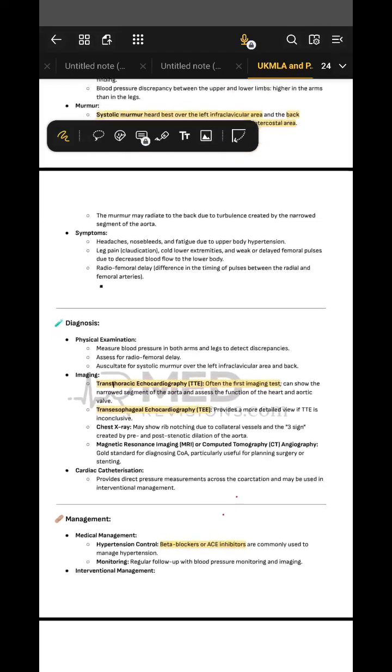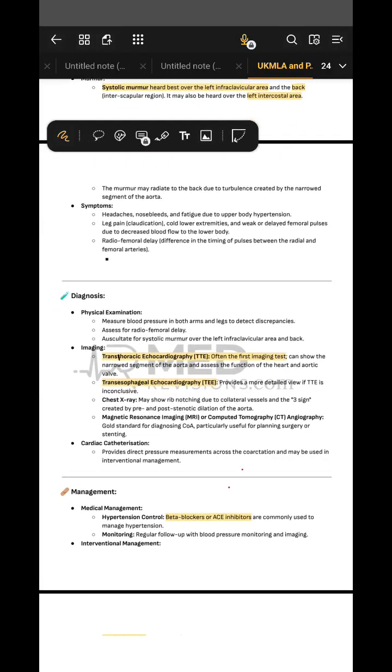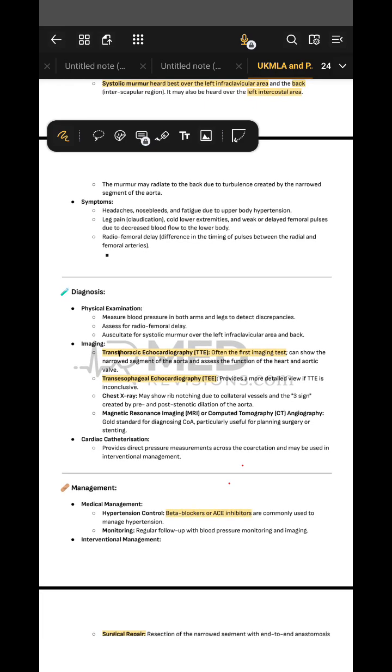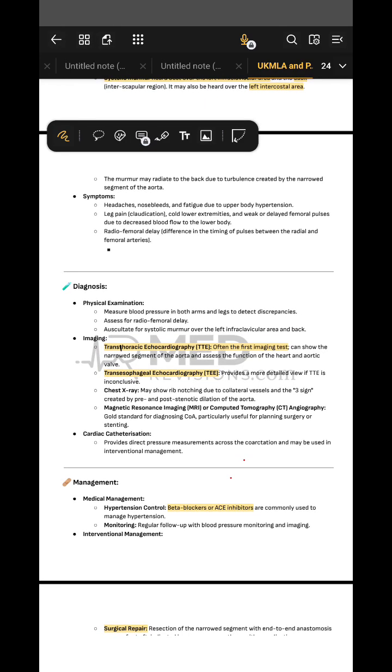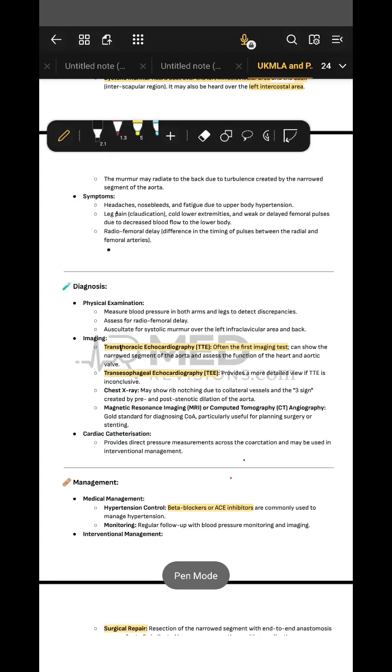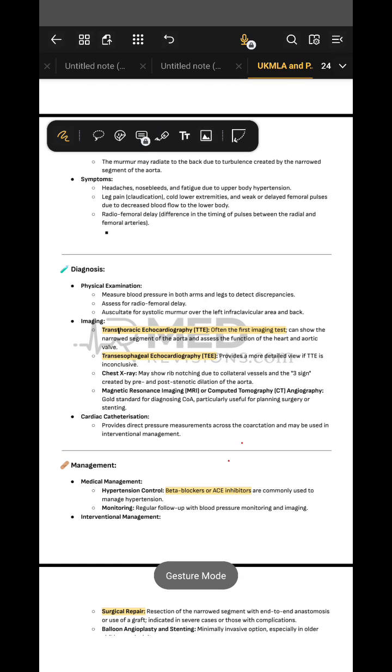The murmur may radiate to the back due to turbulence created by the narrowed segment of the aorta. For example, this is the aorta and this is the narrowing. So the murmur goes to the back because of the turbulence of the blood.